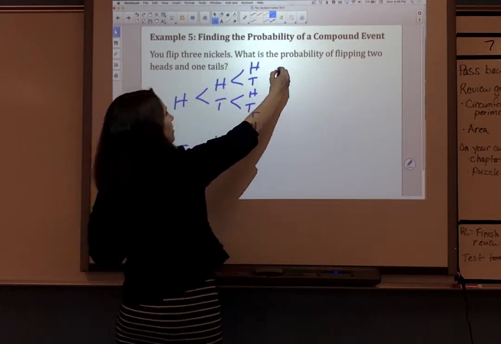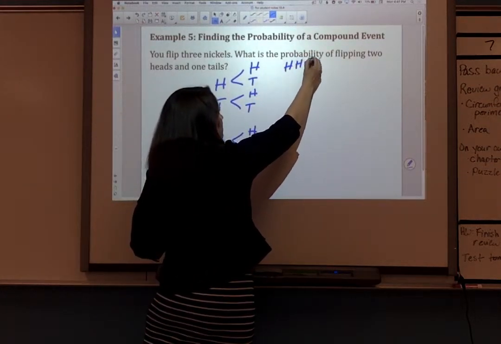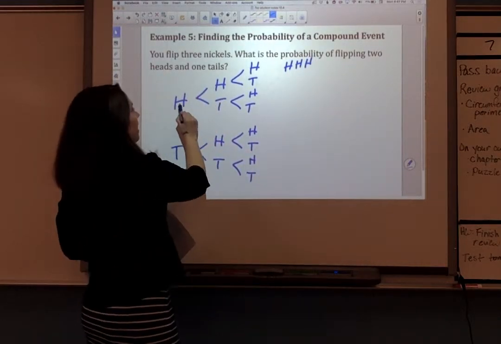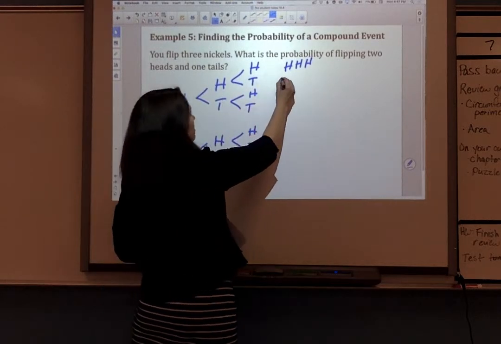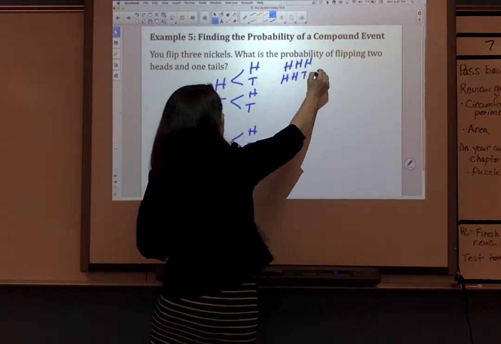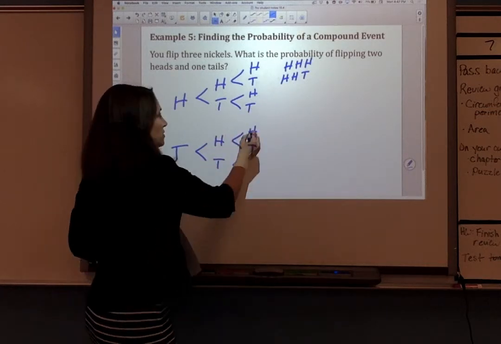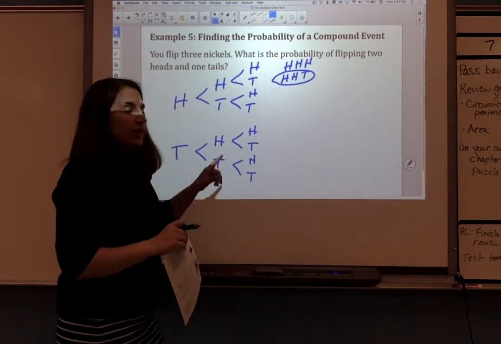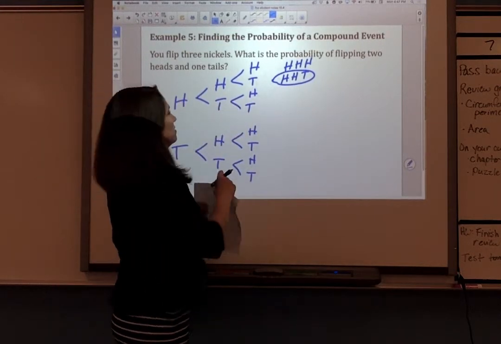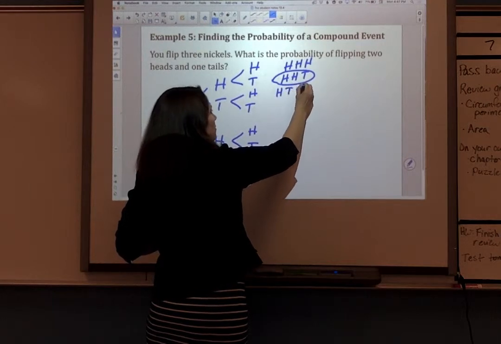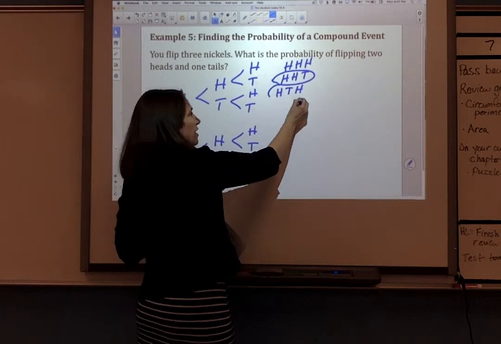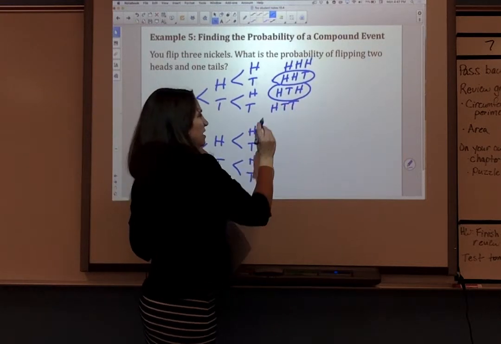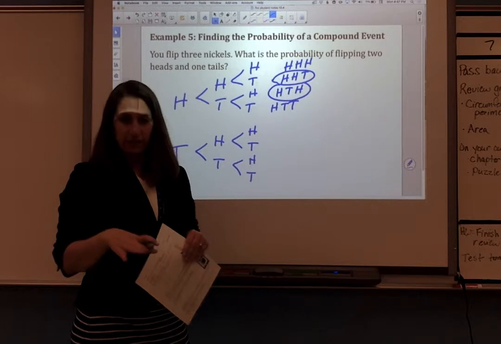If we go this route, that's heads, heads, heads. That's not one that we're looking for. That is not a favorable outcome. Here we have heads, heads, tails. We're looking for 2 heads and 1 tail, so that is a favorable outcome right there. Let's look at our next one. We have heads, tails, heads. That's also 2 heads and 1 tail, so that's a favorable outcome. And then we have heads, tails, tails. That's too many tails, so that is not a favorable outcome.